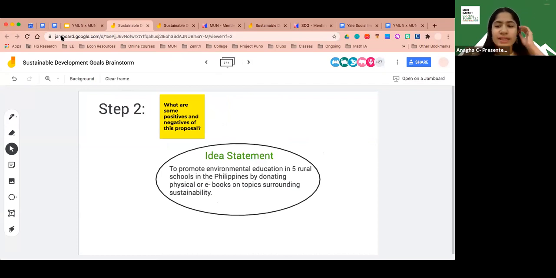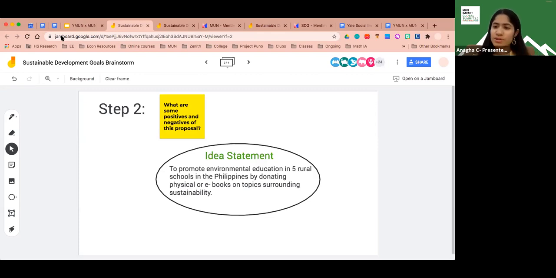So here's the second round of the Social Impact Challenge. We had to take the problem that you chose and develop it into an idea statement. The idea statement has to include the community, the problem, and the solution. So here is my idea statement. The goal is to promote environmental education in 5 rural schools in the Philippines by donating physical or ebooks on topics surrounding sustainability. So this is my proposed topic.